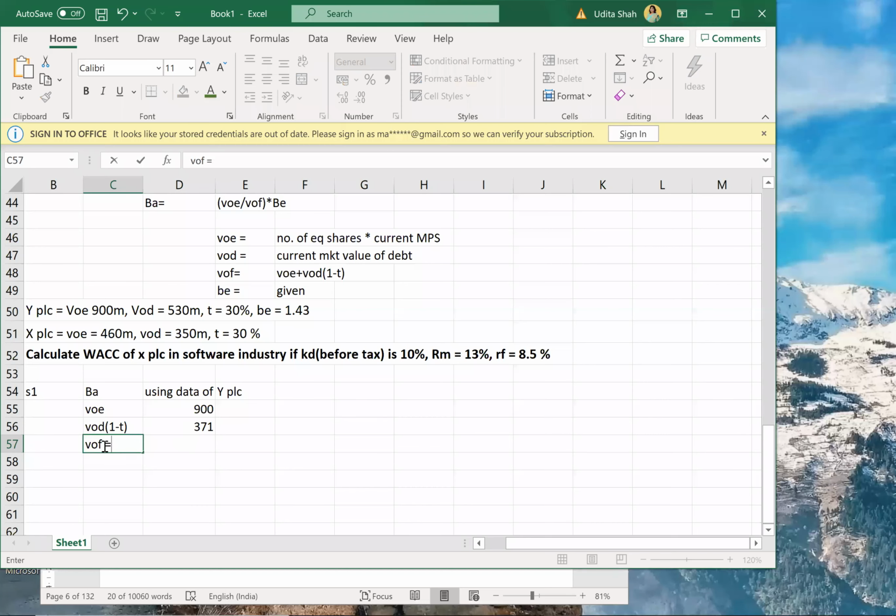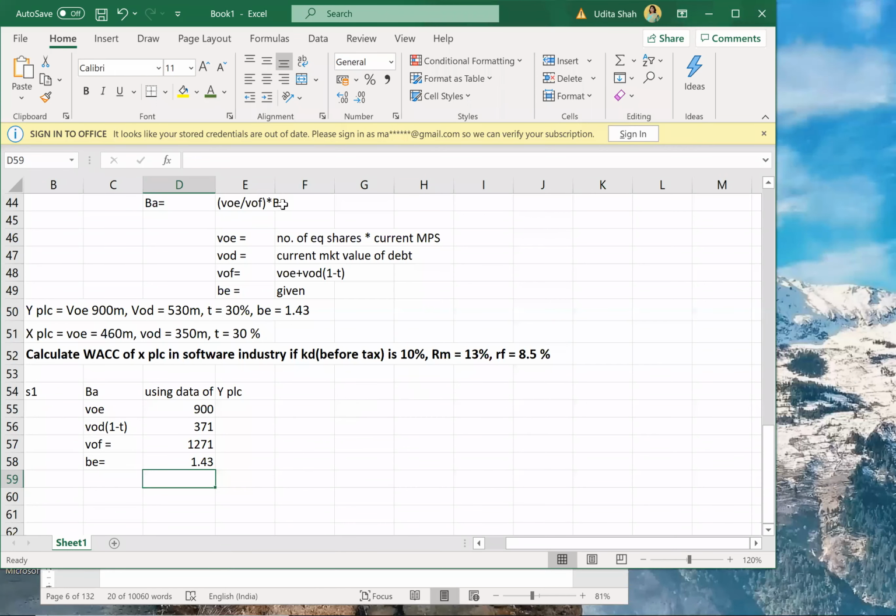So what will the value of firm be? Value of firm will be value of debt plus value of equity. So it will be 900 plus 371, 1271 will be my value of firm. And beta of equity they have given. Y PLC's beta of equity I can use. What is the Y PLC's beta of equity? 1.43.